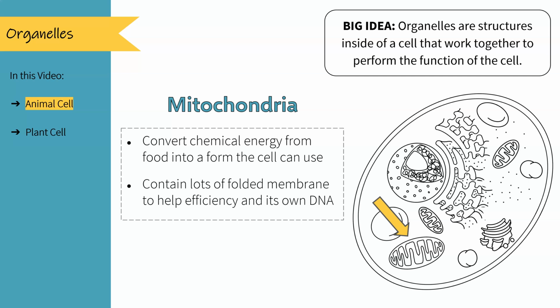The membrane contains lots of folded membrane. This is where the conversion reaction happens. So the more membrane there is, the more reactions can happen. This helps with the mitochondria's efficiency. Another interesting fact about mitochondria is that they have their own DNA.